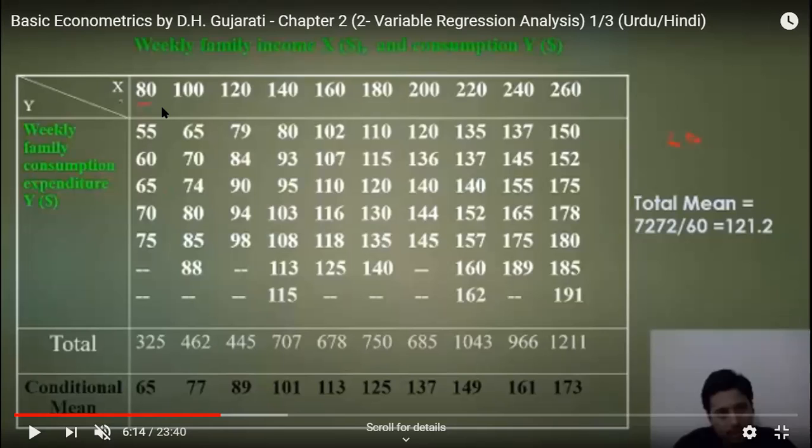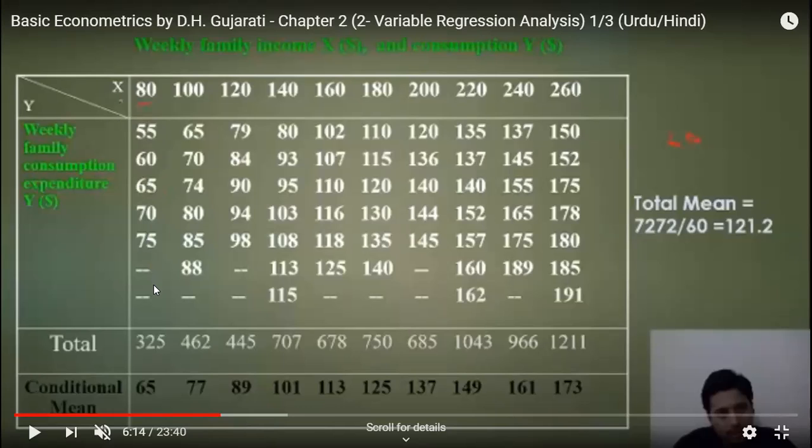So now the question is, what is happening? Where is the relationship between X and Y? Then obviously you look at other things. Now, remember, all the families here, I repeat, all families of income group 80 are reported here. With income 80, this is Y. Y has 1 value, 2, 3, 4, 5 values.